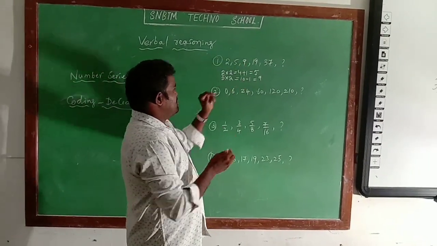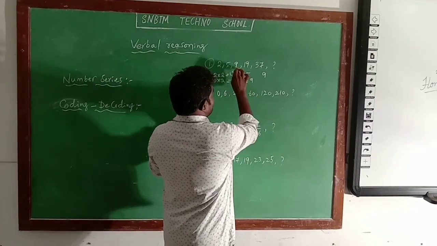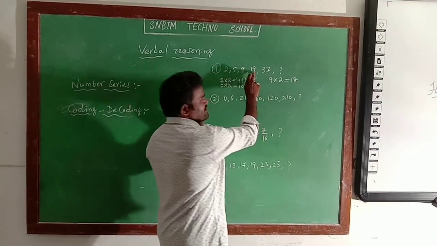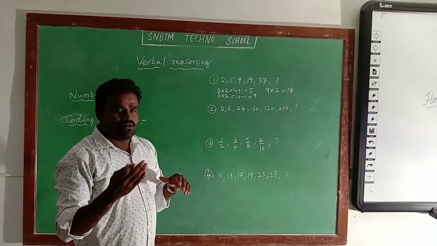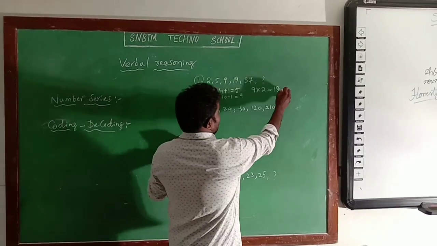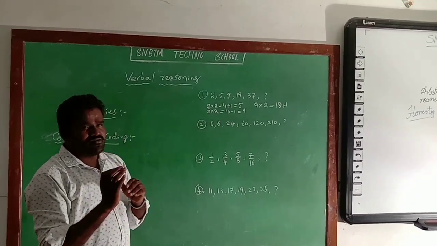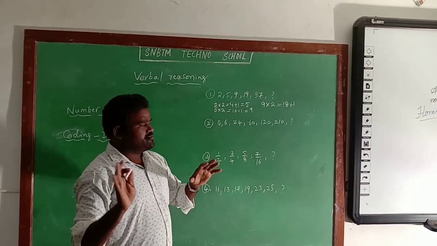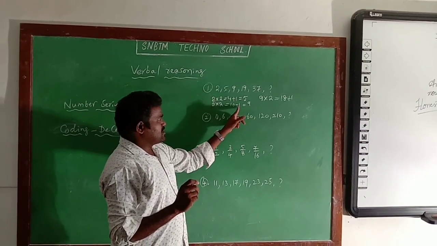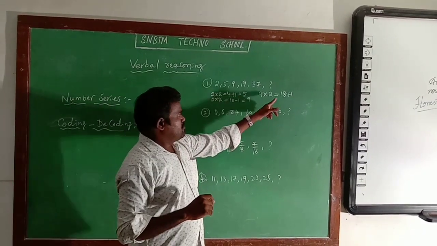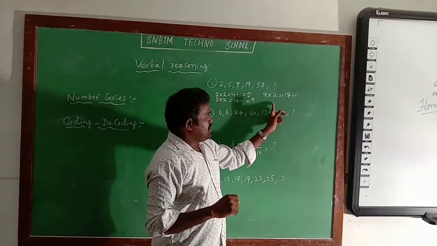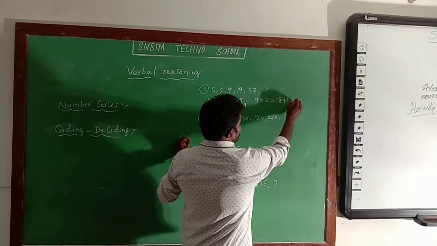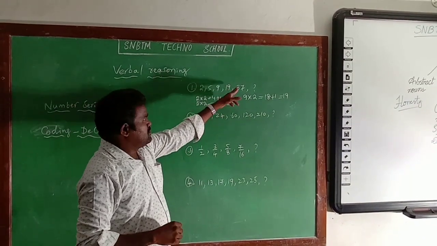Again, the third number is 9. 9 into 2, double the 9, then we get 18. But our required next number is 19. How can we get 19? Very simple, by adding 1. So observe the pattern: double is common, one number is plus 1, the next is minus 1, again plus 1, and the next one is minus 1. 18 plus 1 is equal to 19, so we got the next number.